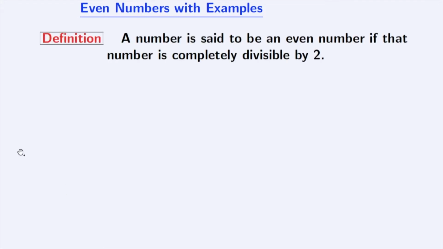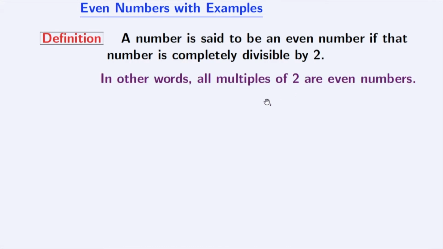In today's video, we will discuss even numbers with examples. So let's start with the definition. If a number is completely divisible by 2, then we can call that number an even number. So it can be said that all the even numbers are multiples of 2.